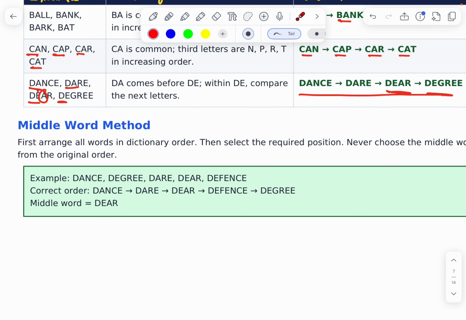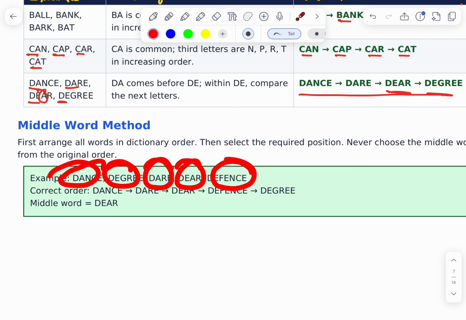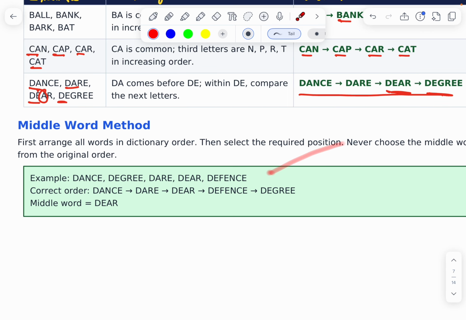Middle word method. First of all, first arrange all words in dictionary order. Then select the required position. Example: dance, degree, dare, dear, and defense. Just I am adding defense. First of all, you can write the order: dance, dare, dear, defense, and degree.